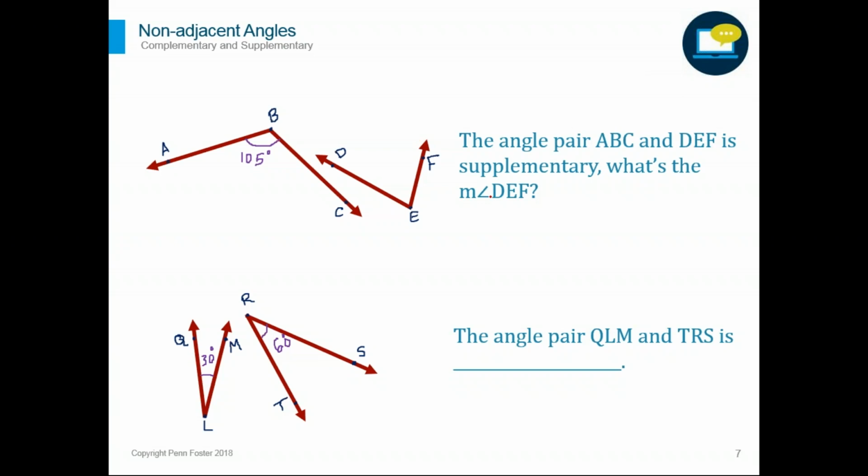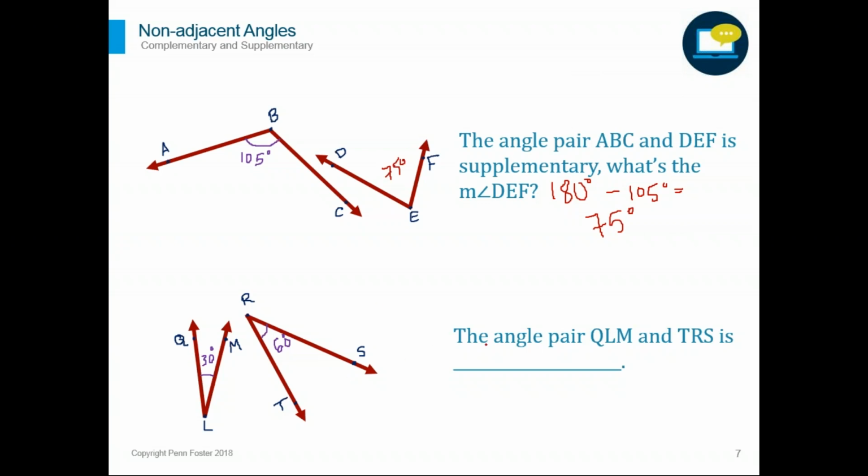What is the measure of angle DEF? Since they are supplementary, I'm able to use simple subtraction: 180, because it's supplementary, minus the given angle, and that should give us the measure of the DEF angle. So 180 minus 105 gives you 75 degrees. So that is 75 degrees.